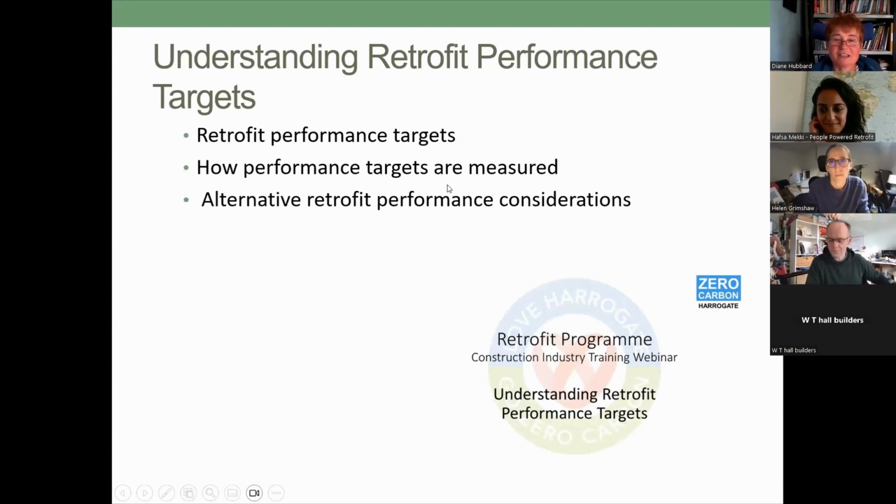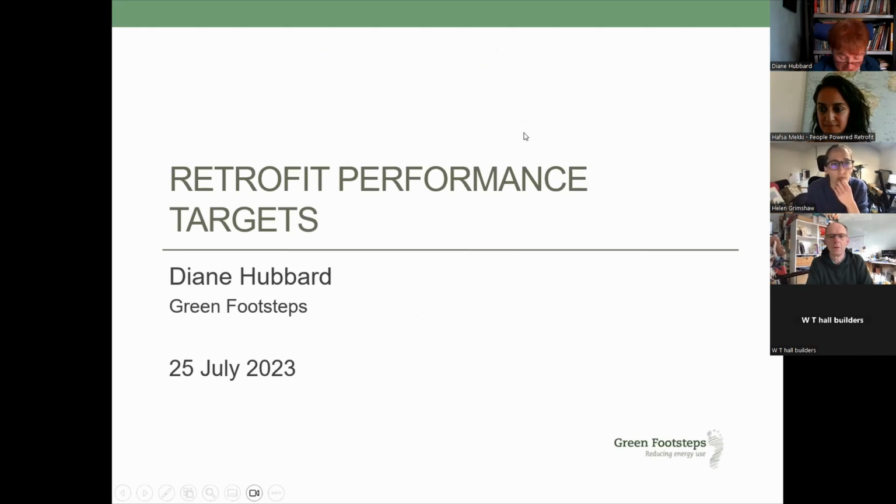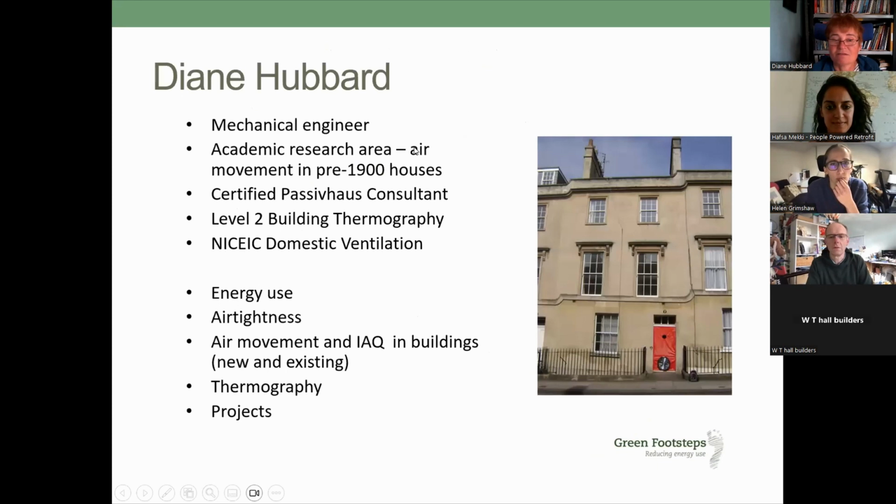Good evening. So this evening's topic is understanding retrofit performance targets. We've got three topics that we're covering: retrofit targets themselves, how the targets are measured, and then other considerations that need to be made with retrofit performance. My name's Diane Hubbard, and my business name is Greenfoot Decks.